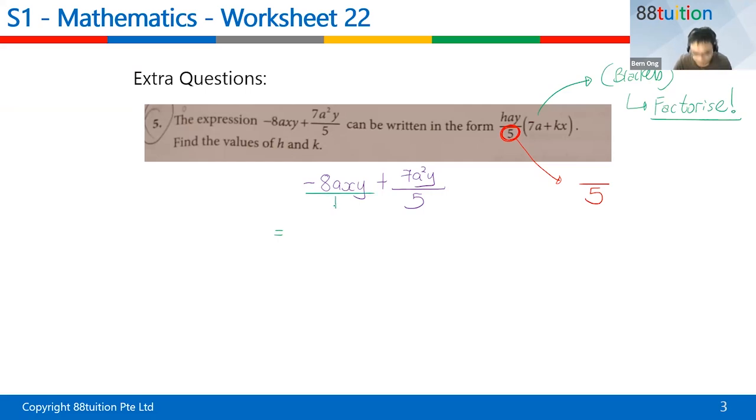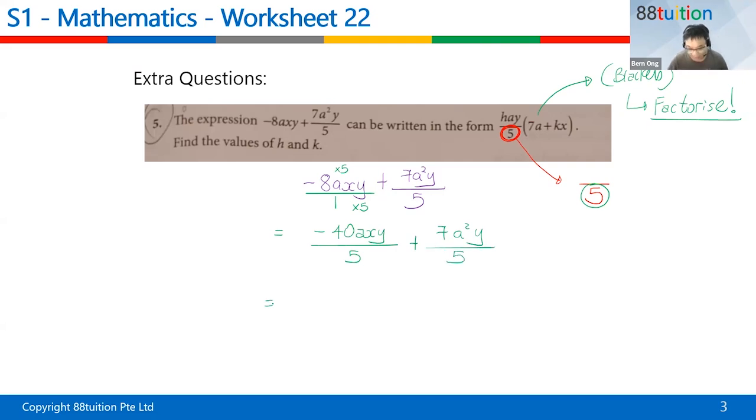Since they want to factorize out the over 5, down here you have to give it a multiplication of 5. On top also must times 5, to make an equivalent fraction. So minus 8 times 5 is minus 40xy over 5, plus 7a squared y over 5.